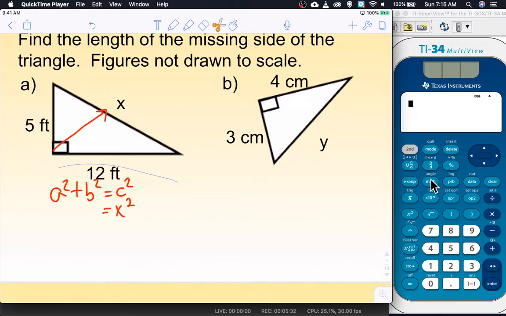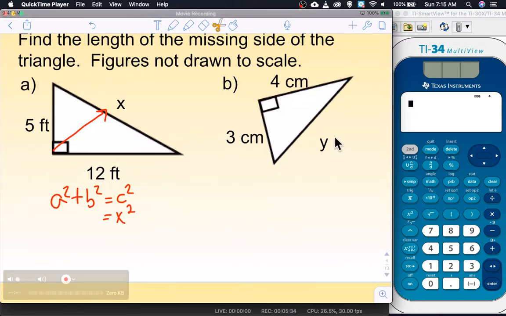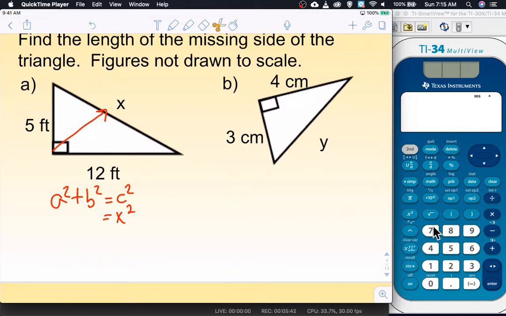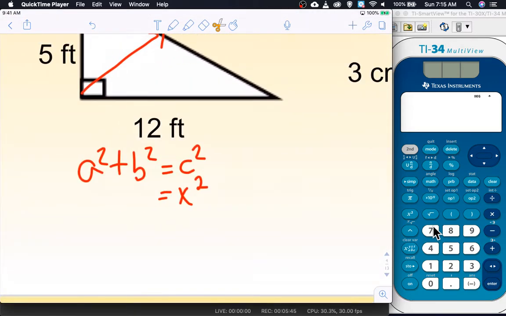Now the other two sides, the two legs, the 5 and the 12 here, they can go in for a and b interchangeably. It doesn't matter if you put the 5 here or there, and same with the 12. Okay, so I'm just going to plug in 5 squared plus 12 squared equals x squared.